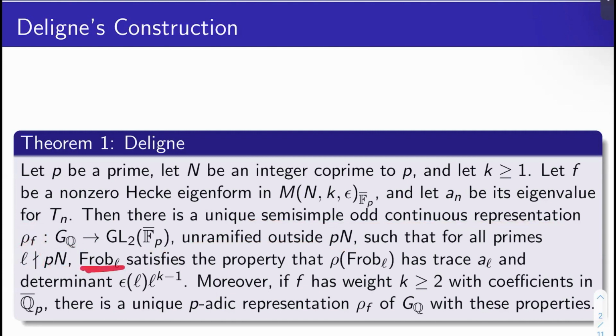pN, the Frobenius at l satisfies the property that rho of Frobenius at l has trace a_l, the l-th Fourier coefficient, and determinant epsilon(l) times l^(k-1). So k is the weight and epsilon is the character of f. Moreover, if f has weight k at least 2 with coefficients in Q_p bar, there's actually a unique p-adic representation rho_f of G_Q with these same properties.